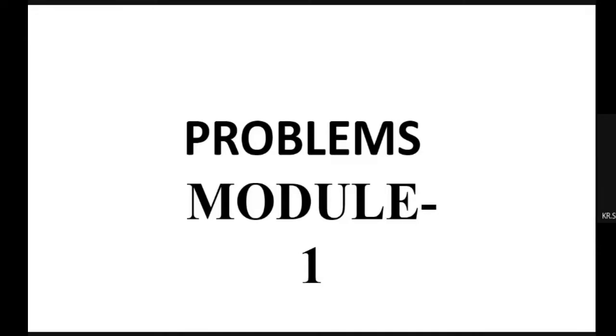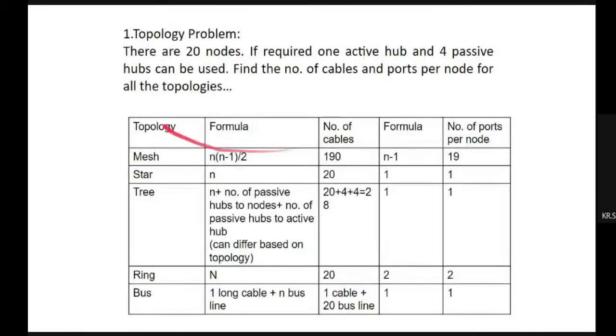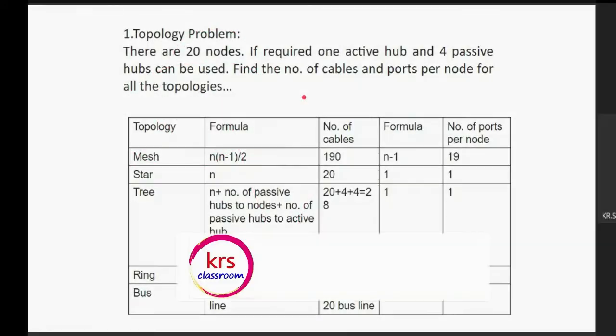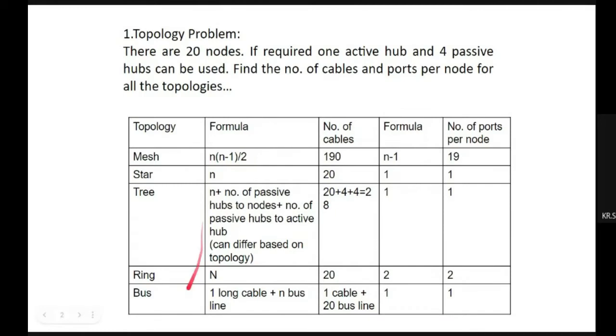Okay, so these are the problems of module 1. The first problem is a topology problem. Here I am giving the node value n equal to 20. You have to remember the formula for each topology, that is very important. The formula for mesh topology is n into n minus 1 divided by 2.